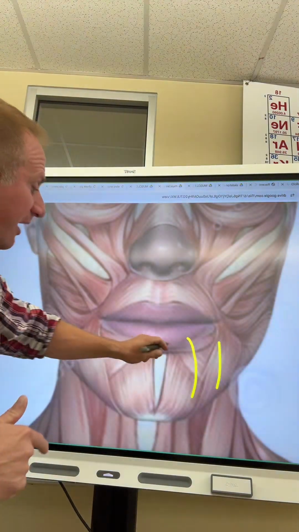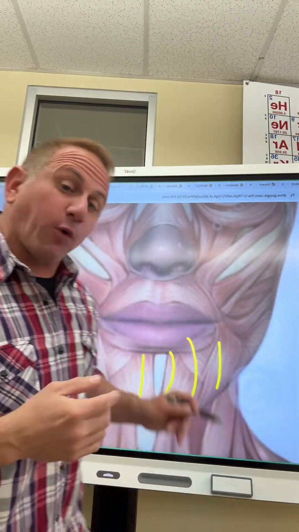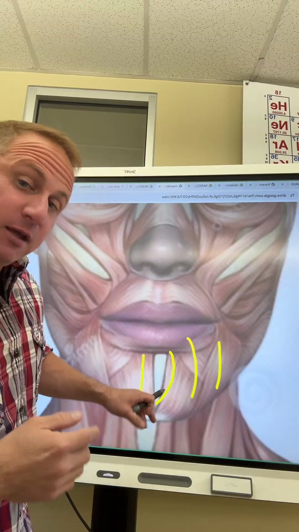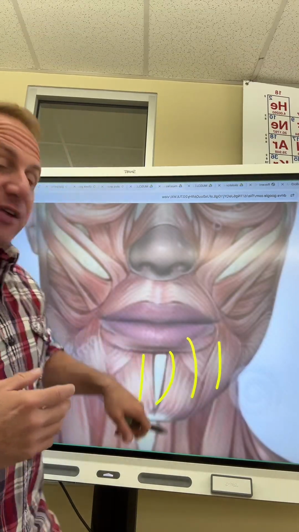And then we also have a muscle here called the mentalis. And the mentalis, you can kind of feel, put your lips together like this. Right there is your mentalis muscle. And that mentalis muscle, remember the word mentum means chin. And so this is the mental protuberance and the mental foramen. And this is the mentalis muscle.